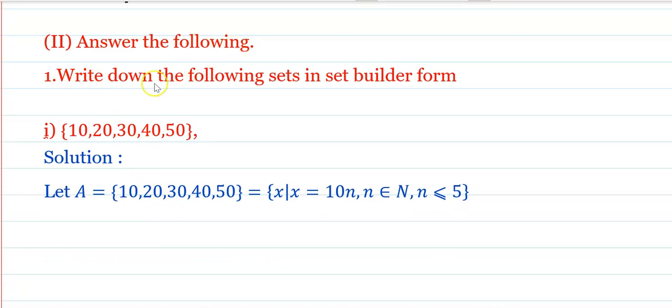Answer the following. Write down the following set in set builder form: {10, 20, 30, 40, 50}. Okay, let A be equal to {x such that x is equal to 10n, where n belongs to the set of natural numbers and n is less than or equal to 5}. We can take n equal to 1, n equal to 2, n equal to 3, 4 and 5 in this way. Okay, this is in set builder form.